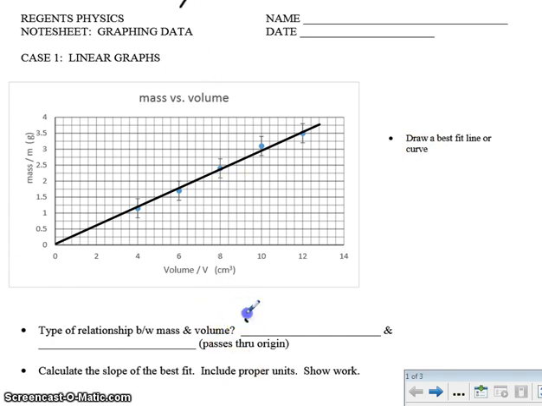So we have a linear, and importantly, because it passes through the origin, it's also proportional relationship between the two. Proportional means that if I double the volume, I get double the mass. If I triple the volume, I get triple the mass. That's not always going to be the case in a linear graph. If it passes through something other than the origin, then it will still be linear, but it won't be proportional.